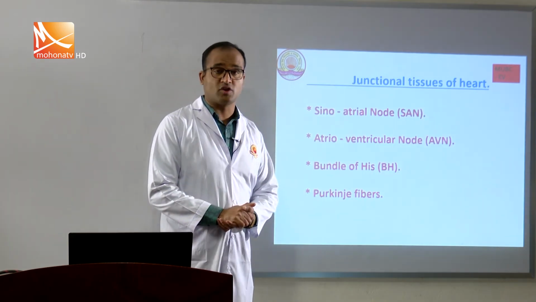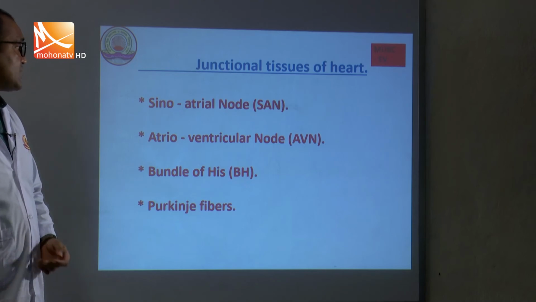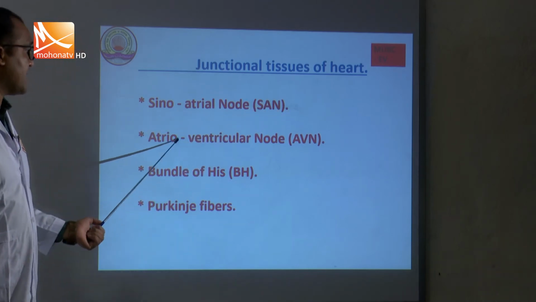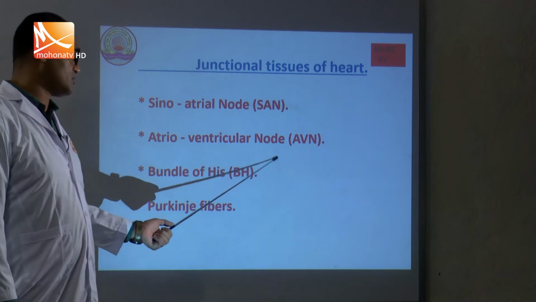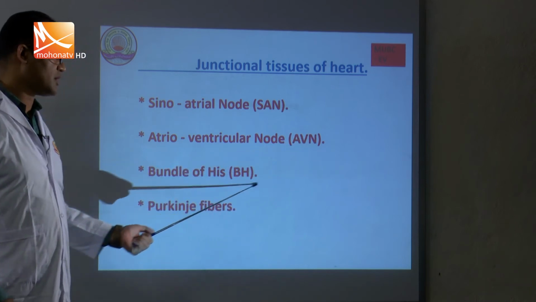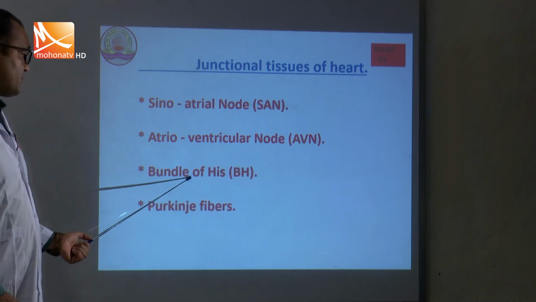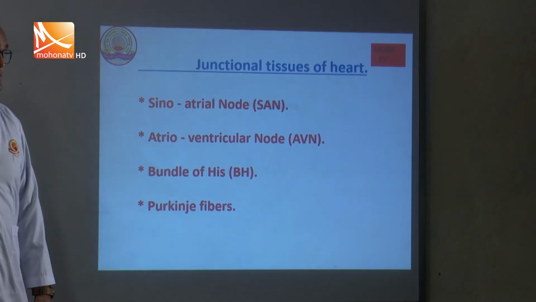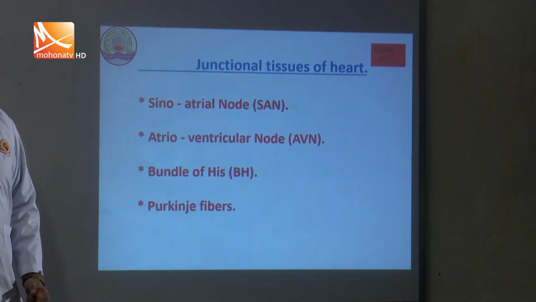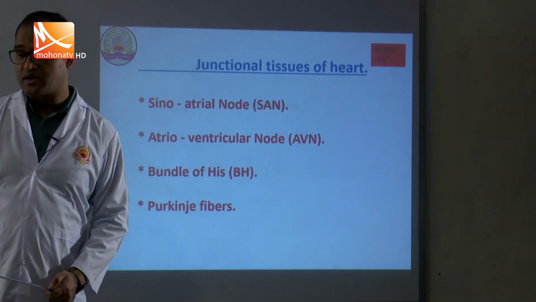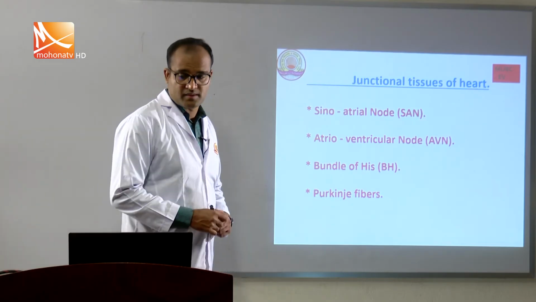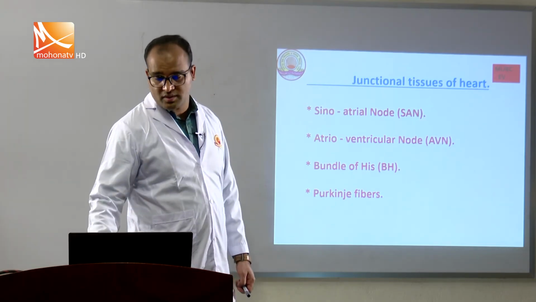So the junctional tissues are the sinoatrial node, that is called the SA node; the atrioventricular node, that is called the AV node; the bundle of His; and the last one is the Purkinje fibers. They help the contraction of the human heart.